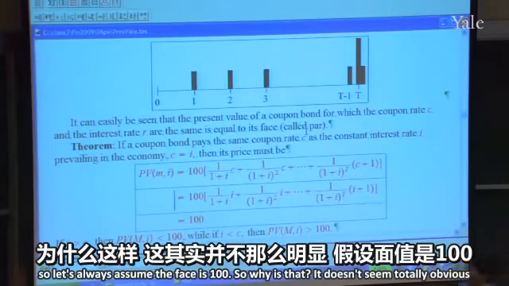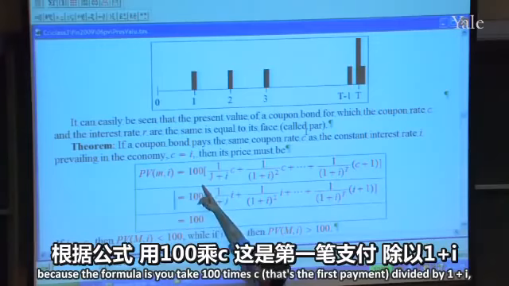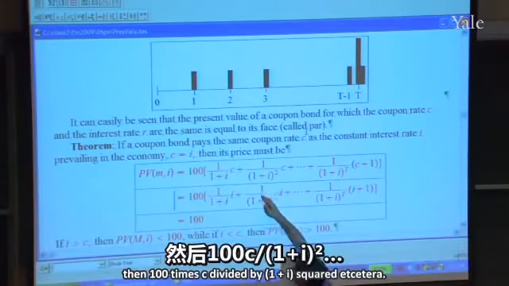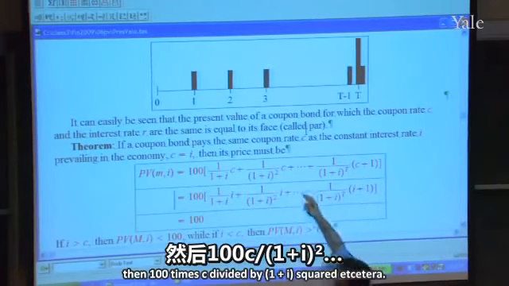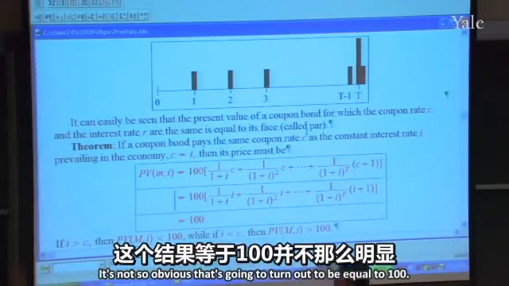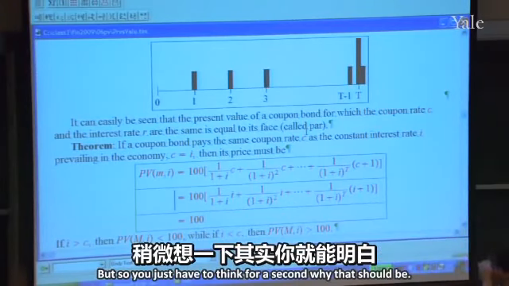So why is that? It doesn't seem totally obvious because the formula is you take 100 times C, that's the first payment, divided by 1 plus I, then 100 times C divided by 1 plus I squared, etc. It's not so obvious that's going to turn out to be equal to 100. But you just have to think for a second why that should be.